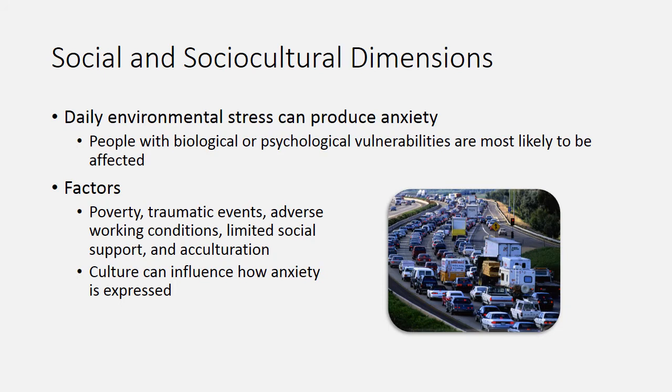And let's not forget the social and sociocultural dimensions. We live in a fast-paced society which places a lot of demands on our time. In fact, a recent survey by the American Psychological Association found that 70% of Americans report their levels of stress are unhealthy. Daily environmental stress can produce anxiety, and people with biological or psychological vulnerabilities are most likely to be affected. Some environmental factors to consider are poverty, traumatic events, adverse working conditions, limited social support, and acculturation.